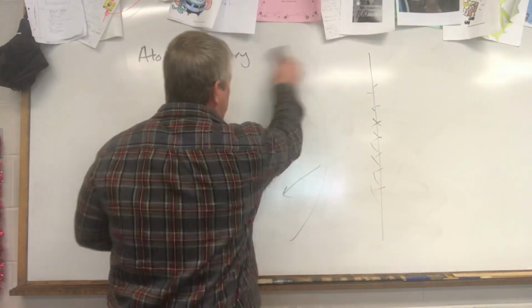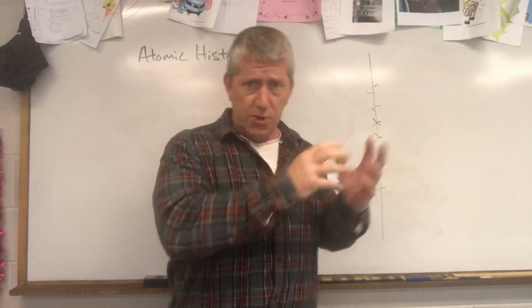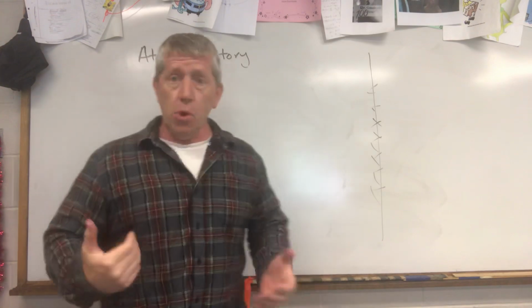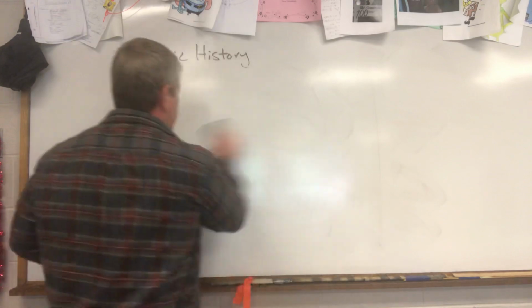Now what do we know? We know the electron is negative. We know that each electron gets a one negative charge associated with it. It's very light. Doesn't have a lot of mass to it. We know the protons are in the nuclei, and they are positively charged.